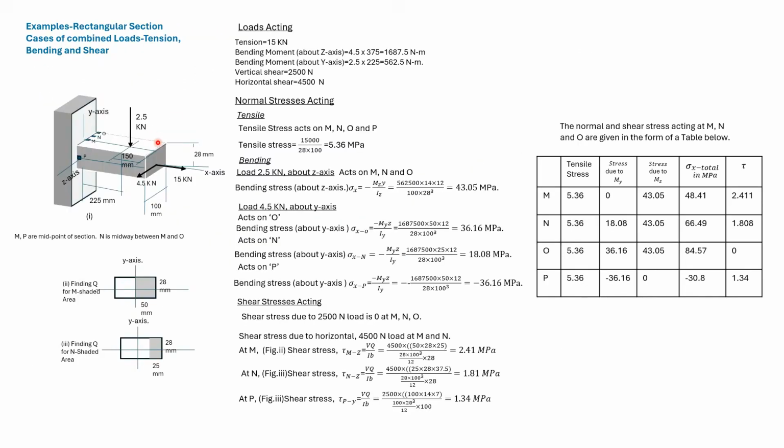We have a rectangular section which is subjected to tension, bending, and shear. We are required to find the stresses at M, N, O, and P. M is at the midpoint of the section, and P also is at the midpoint. N is equidistant from O, which is at the edge, and from M.